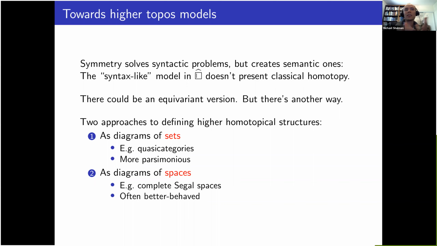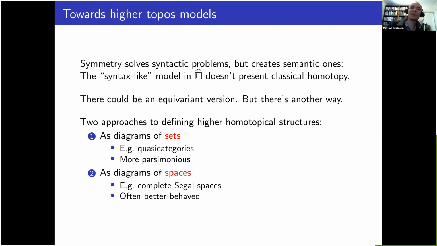There could be an equivariant version of this, like the equivariant Cartesian cubical sets that ACCRS have worked out, and that might work also. But the way that I've been thinking of doing it so far is a little bit different, which involves working with diagrams of spaces instead of diagrams of sets. More generally, when we define higher homotopical structures, we could work with diagrams of sets, like quasi-categories for infinity categories, taking simplicial sets, cubical sets, and so on. Or we could work with diagrams of spaces and then impose univalence or constancy conditions, which reduce that down to the right homotopy theory.